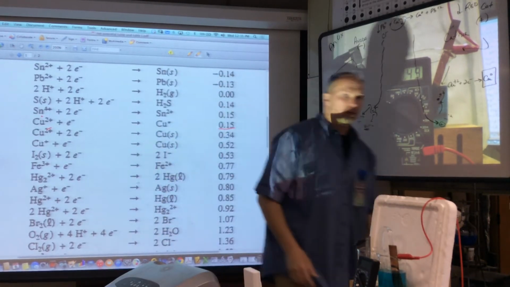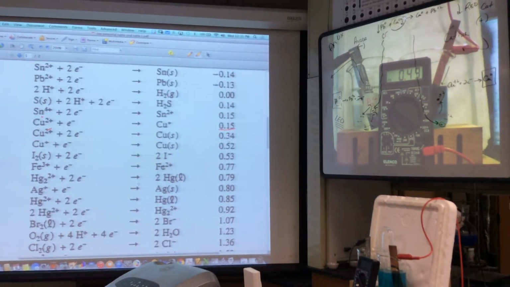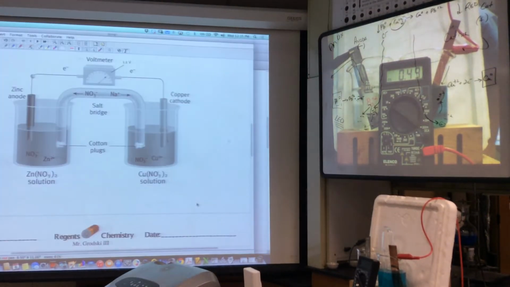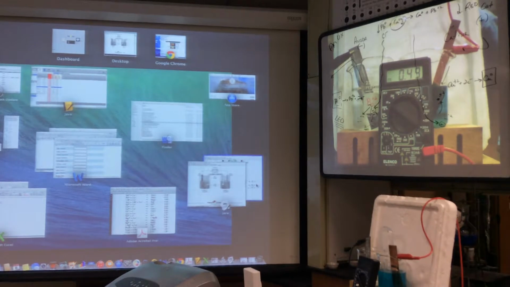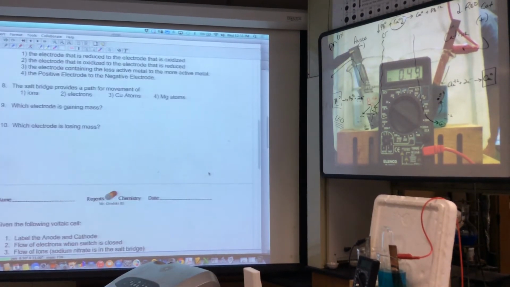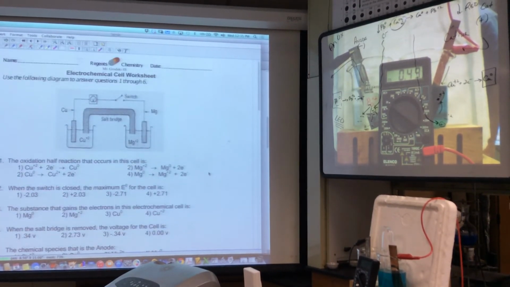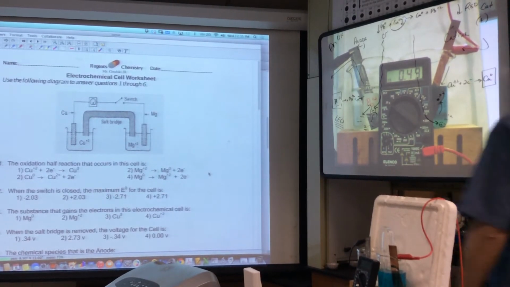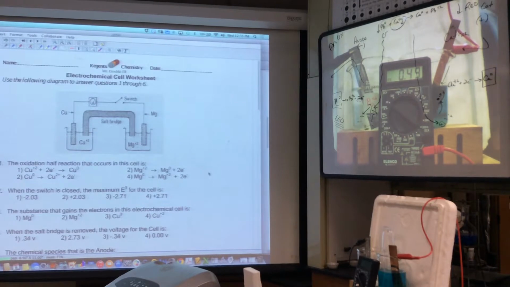Okay, let's go to the other questions here. Let's go to the other side of that worksheet. All right, not this one. Let's go here, other side. Okay, here we go. This is what you are responsible for to answer. Here we go.